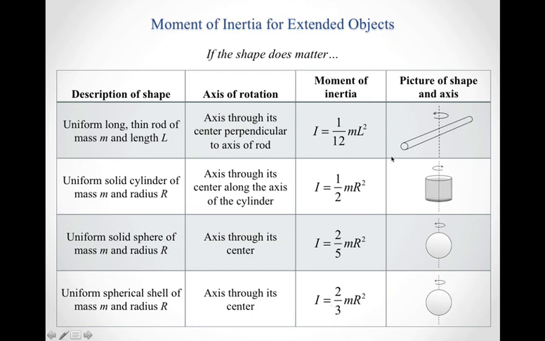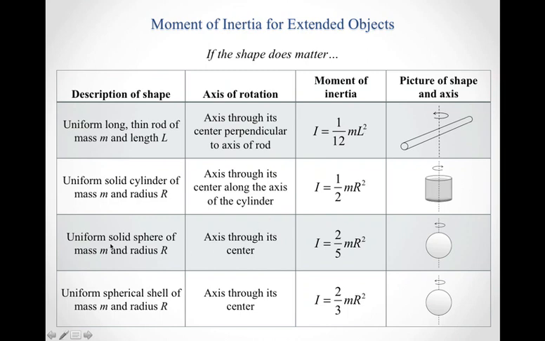As an example, if we've got a uniformly distributed long thin rod, mass of M, length of L, that's rotating about an axis through the center of the rod that's perpendicular to the axis of the rod. So that's a situation where my rod is spinning around like this about some axis that runs through its center. Then I calculate the moment of inertia of that rod as 1/12 mass of the rod times the length of the rod squared.